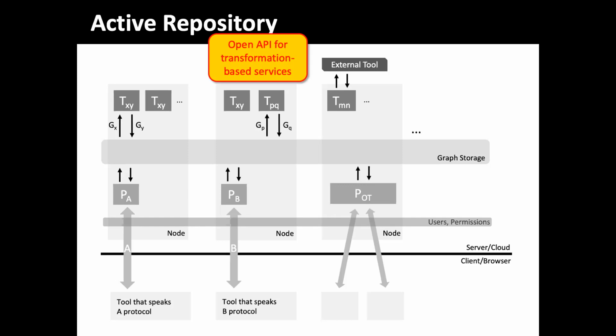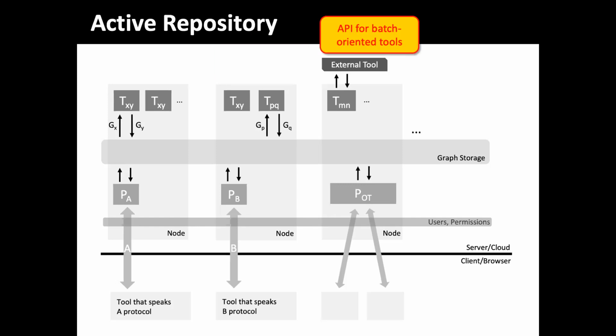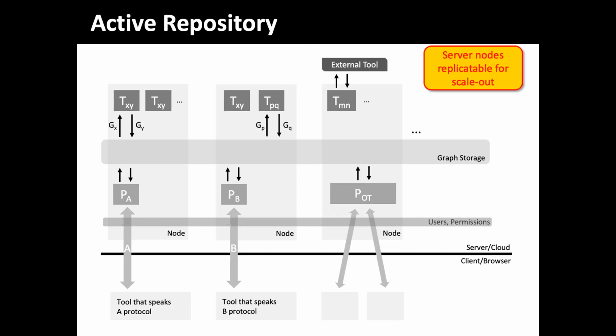I want an open API for transformation-based services so I can plug in additional services. Some external tools, again, for example, a model checker. Probably we don't want to redevelop this to plug into this incremental transformation framework, so we want to be able to integrate batch-oriented tools as well. The server nodes should be replicable for scaling out.